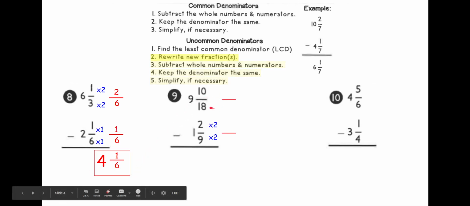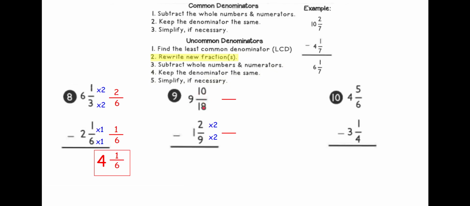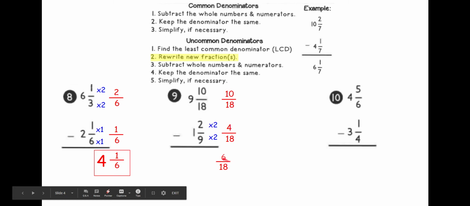Next, number 9. I have 9 and 10 over 18, and 1 and 2 over 9. So my LCM is 18. And how do I get, well, I don't have to change much on the top. It's the same. On the bottom, I have to multiply 9 by 2, which gets me 18, which means I have to multiply 2 by 2 as well. And I get 4 over 18. The top stays the same, 10 over 18. So now I subtract the fractions, 10 minus 4, which gets me 6 over 18.